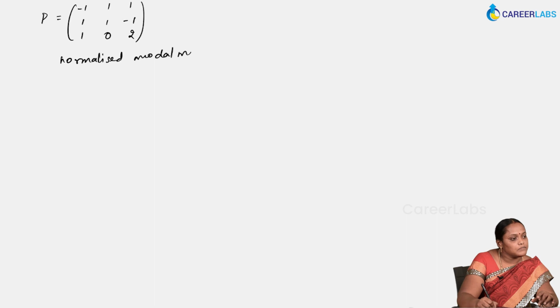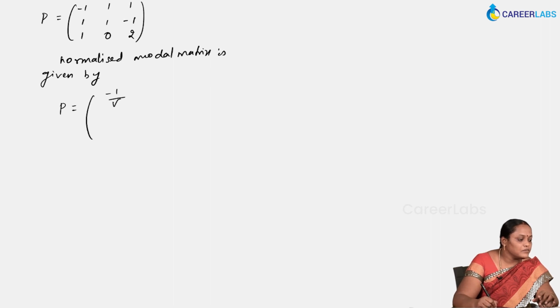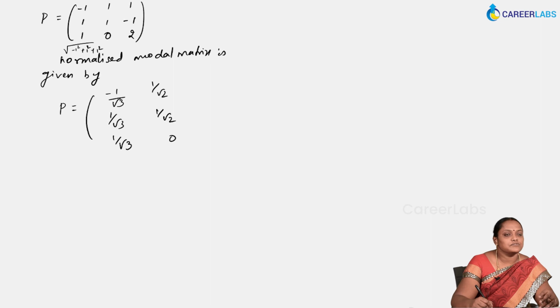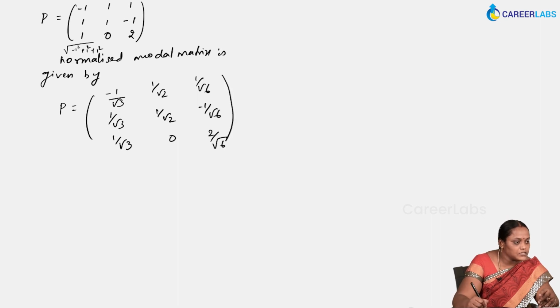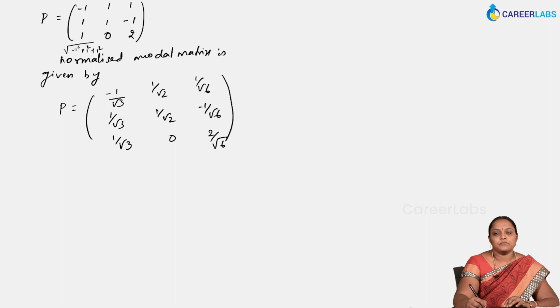The normalized modal matrix is given by P equal to minus 1 by root 3. We are just taking the square root of minus 1 square plus 1 square plus 1 square, which gives root 3. Here also it is 1 by root 3 and 1 by root 3. In the same way, in this place it is root 2, so 1 by root 2, 1 by root 2, 0. Here it is 4 plus 1, 5 plus 1, 6, so this is 1 by root 6, minus 1 by root 6 and 2 divided by root 6. So these are the entries in the normalized modal matrix.